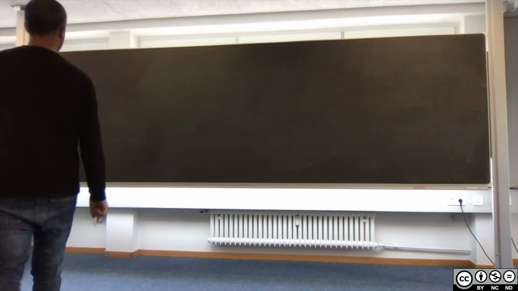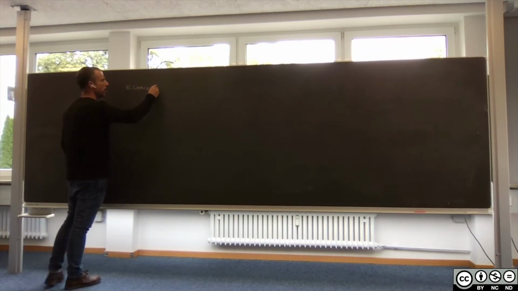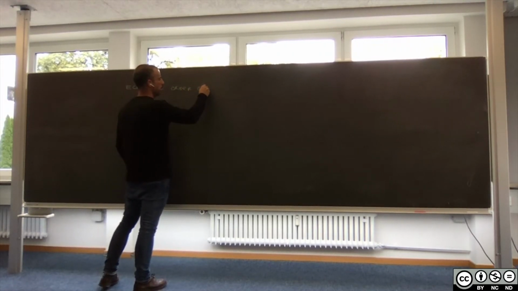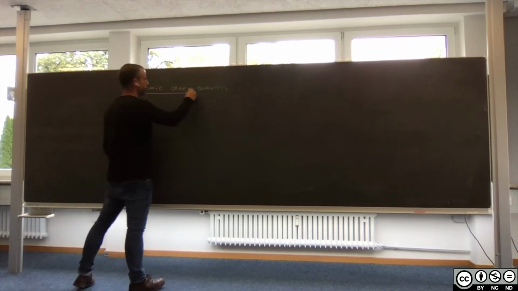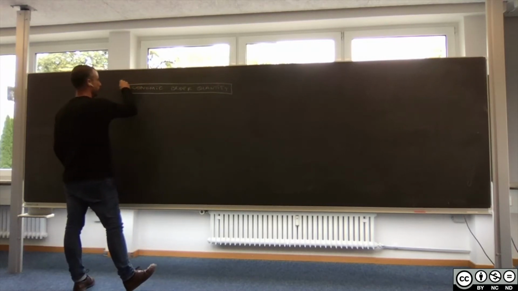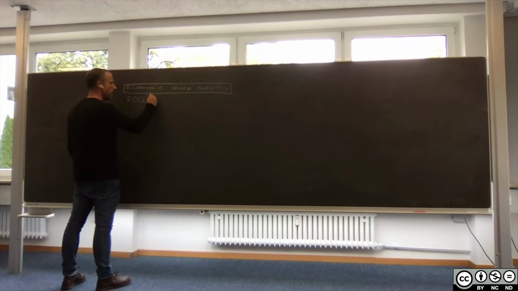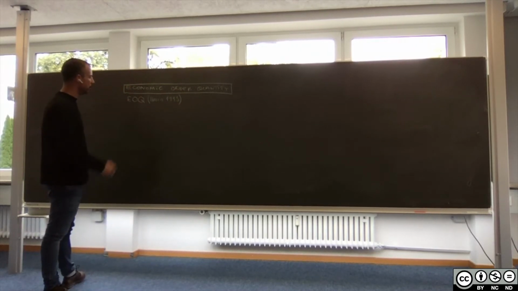So we're going to start with a model called economic order quantity, the so-called EOQ model, and it was developed for the first time by Harris, 1913. Okay, this goes back all the way.